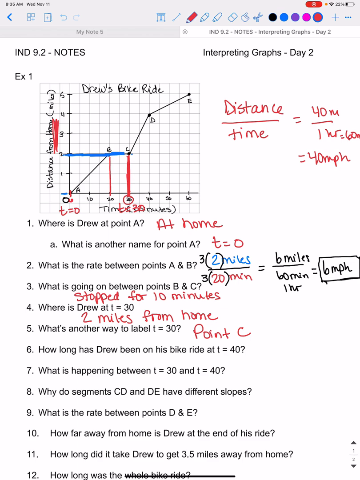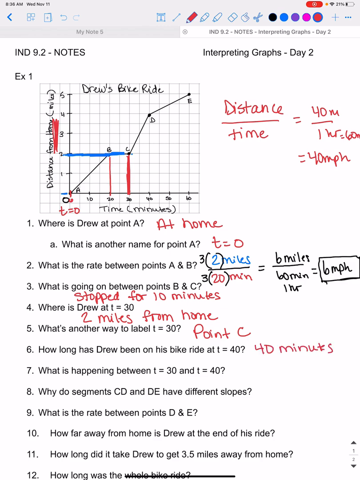All right, so how long has Drew been on his bike ride at t equals 40? Well, you don't even have to do any math here. How long has Drew been on his bike at t equals 40? Well, time equals 40, and we know from the graph label that time here is in minutes. So he has been on his bike ride for 40 minutes.